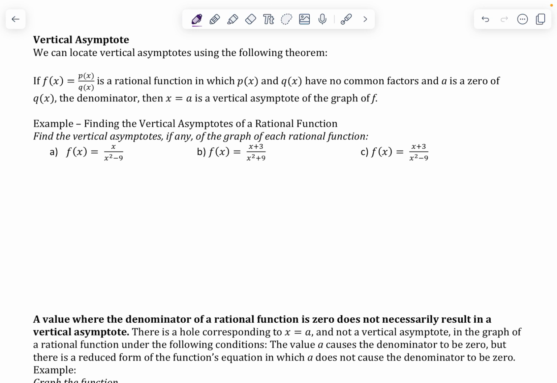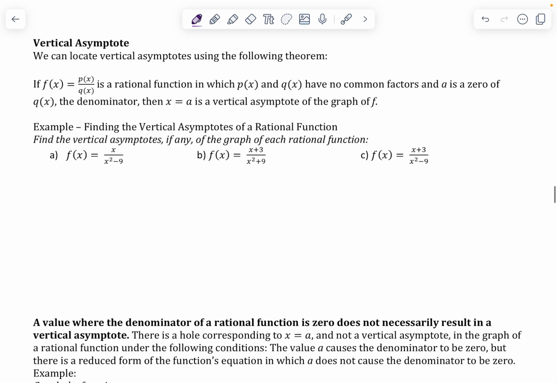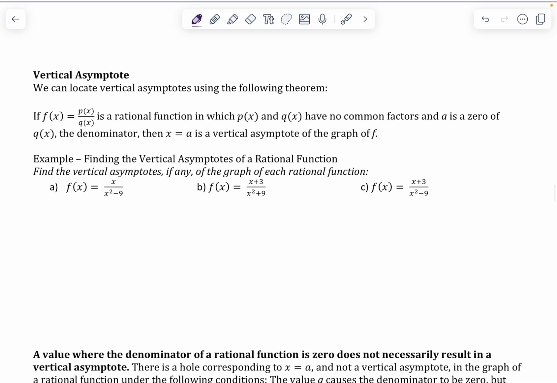So now we're going to look at all of the subcomponents of the rational function graphs. The first thing we're going to look at are vertical asymptotes. Vertical asymptotes are our dashed vertical lines that we use to express when our domain does not exist, or one of the ways we express it.